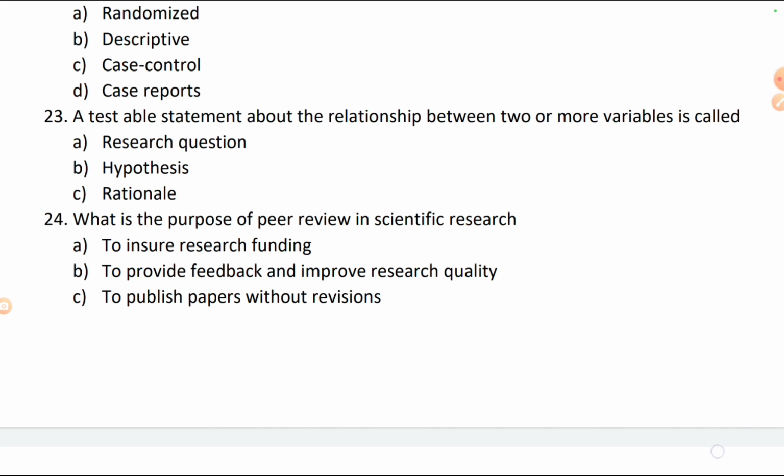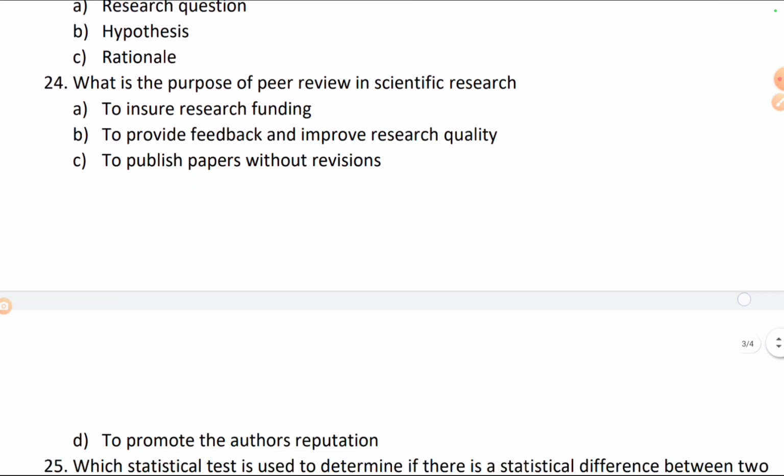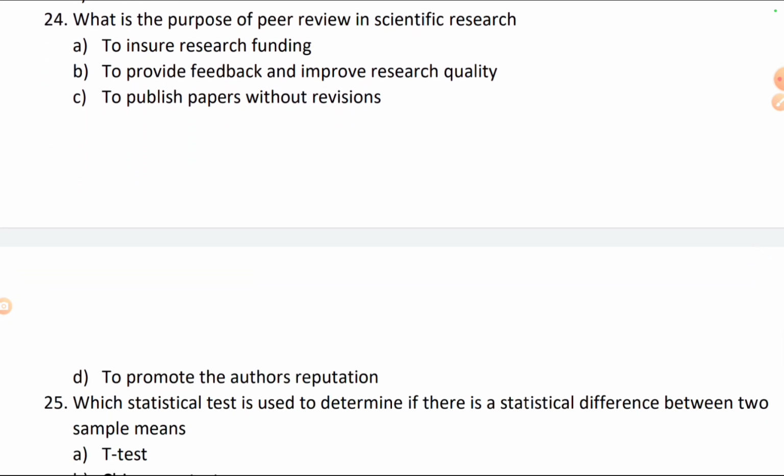MCQ number 24. Which is the purpose of peer review in scientific research? Option A, to ensure research funding, option B, to provide feedback and improve research quality, option C, to publish papers without revisions, and option D, to promote the author's reputation. The answer is option B, to provide feedback and improve research quality.